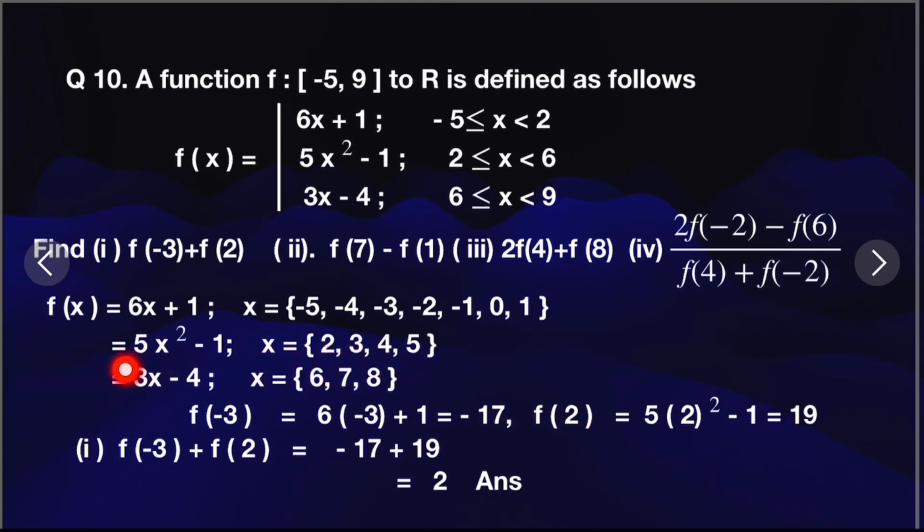f(2) is here, so we have to use this formula: 5x² minus 1. So 5 times 2 squared minus 1 is 19. So this plus this is equal to minus 17 plus 19, that is equal to 2.